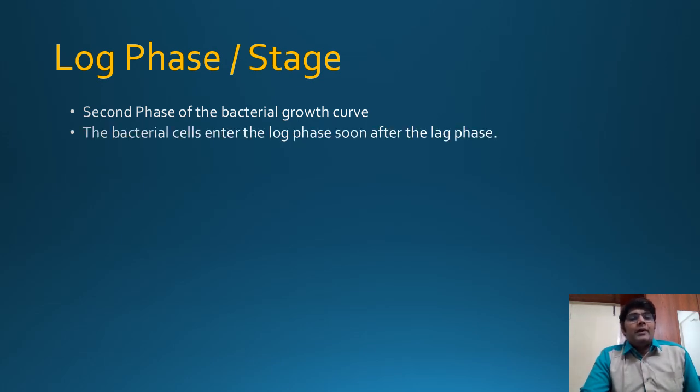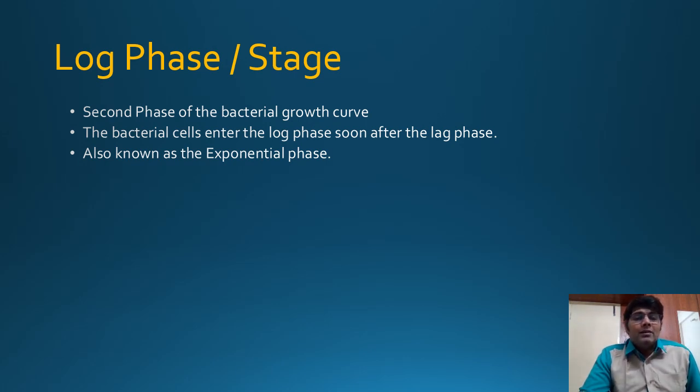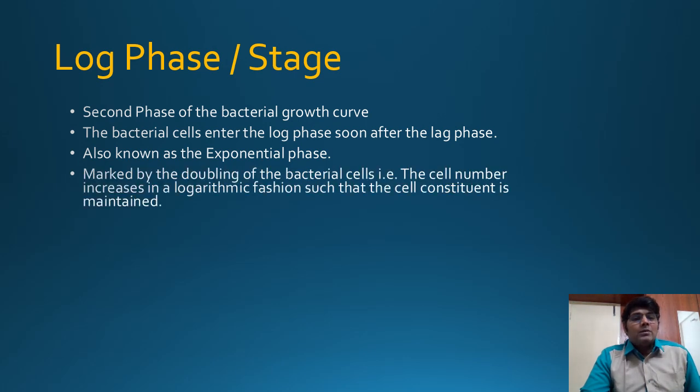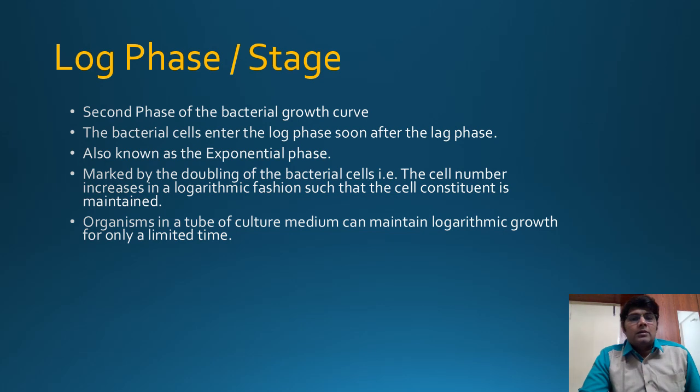In the second phase of the bacterial growth curve, you see that the cells are undergoing rapid multiplication. The cells enter the log phase immediately after the lag phase, and because there is marked doubling of the bacterial cells in a logarithmic fashion, it is often referred to as the exponential phase or exponential stage.